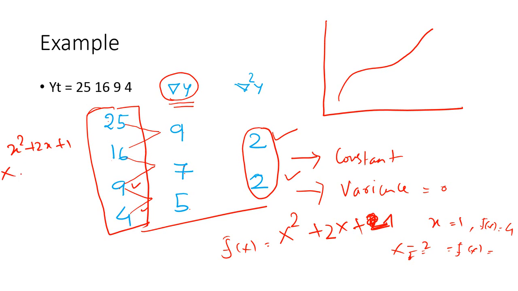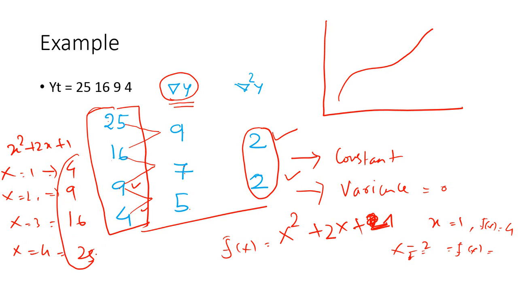When x equals 1, f(x) is 1 square plus 2 plus 1, which is 4. When x equals 2, it's 4 plus 4 plus 1, which is 9. When x equals 3, it's 9 plus 6 plus 1, which is 16. And when x equals 4, it's 16 plus 8 plus 1, which is 25. So that's how I got these numbers.